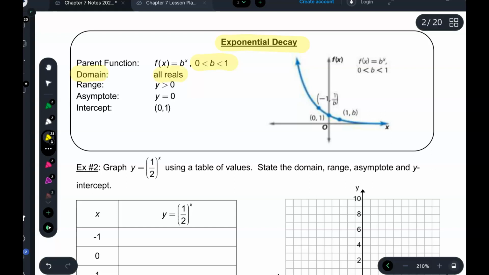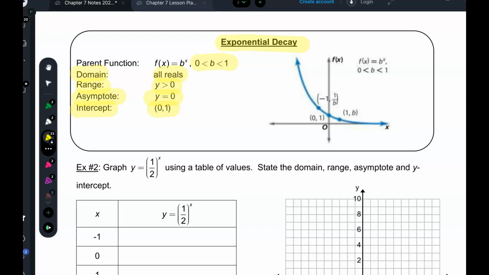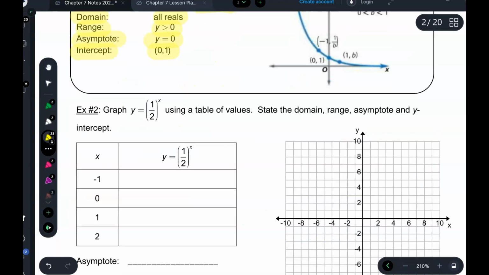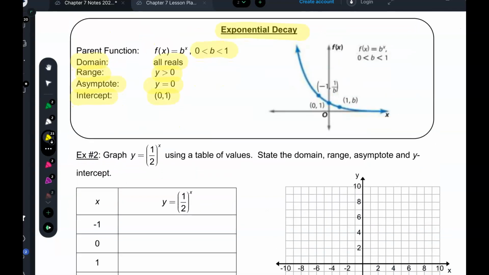Domain is still all reals. Notice the range is the same. The asymptote is the same. The intercept is the same. It's just basically as if we took this and made a reflection in the y-axis. That's what those two graphs look like.